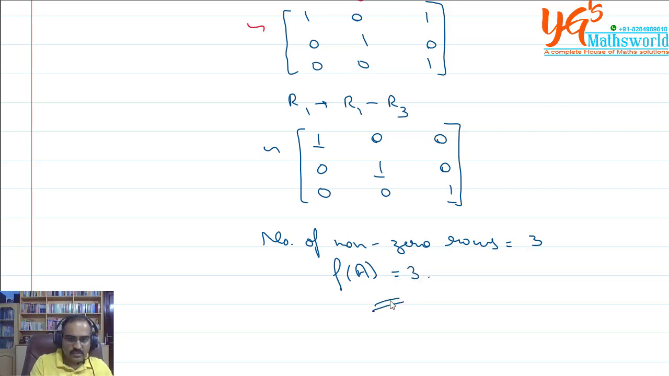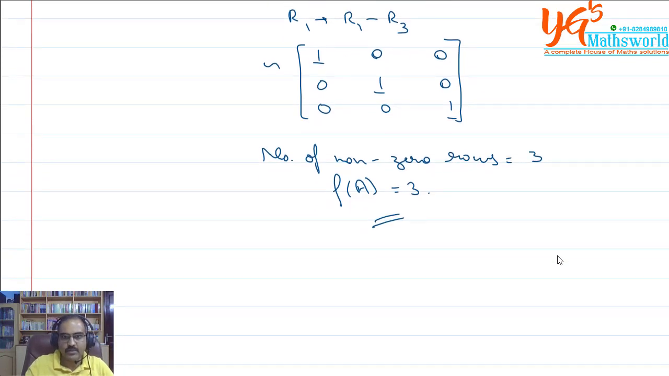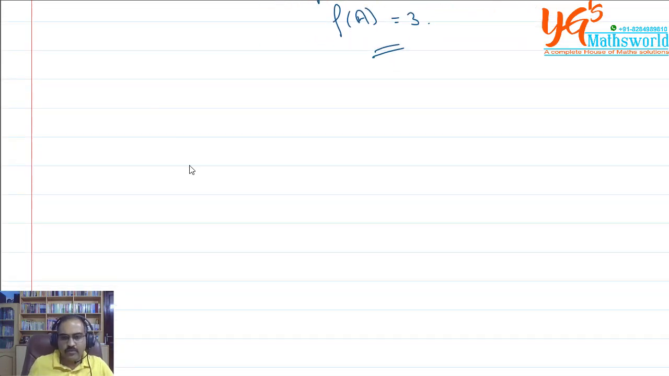I think the concept has been cleared, or should we move further for one more question? I'll take a case of a 4 by 4 matrix. Okay, this one will be the last question from this topic, and then we'll move towards the next, normal form. We have a normal form also, but in the next class.